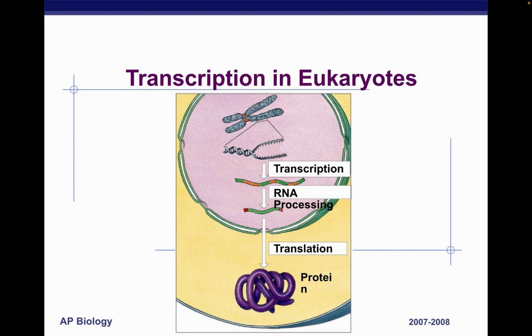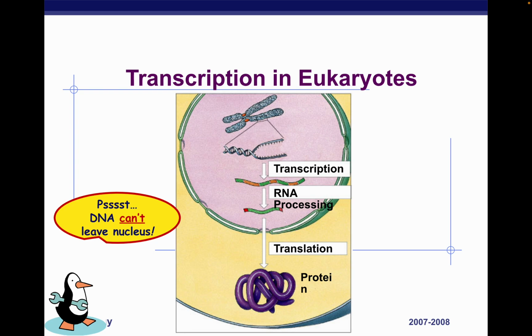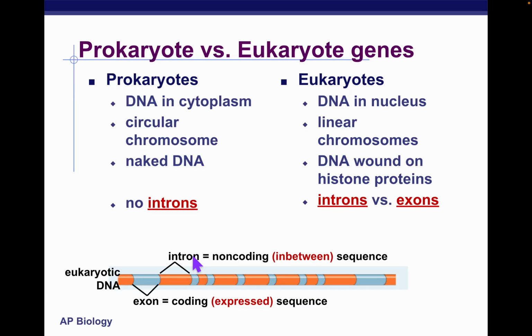Now we're going to spend most of our time discussing transcription in eukaryotes. I said this earlier, DNA can't leave the nucleus. The difference between prokaryotic and eukaryotic genes is this. Prokaryotes have DNA in the cytoplasm, it's a circular chromosome, and it's naked. And they don't have what are called introns. Introns are junk DNA, non-coding sequences in between the coding sequence. We call them junk DNA. I personally don't think they're junk. I think we just don't know what they do yet.